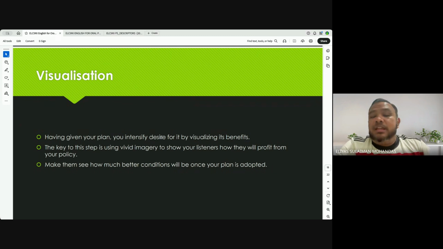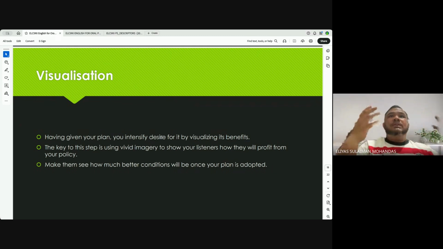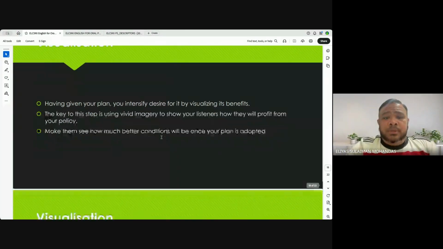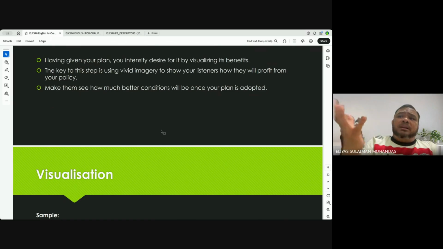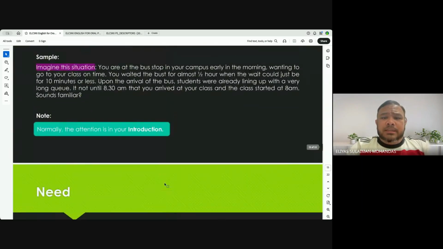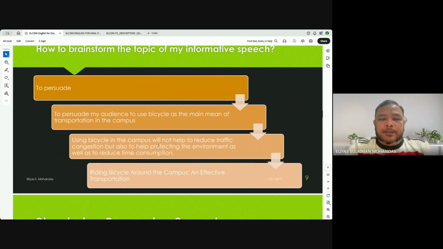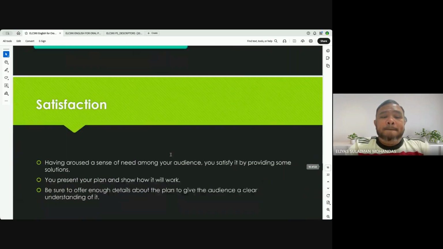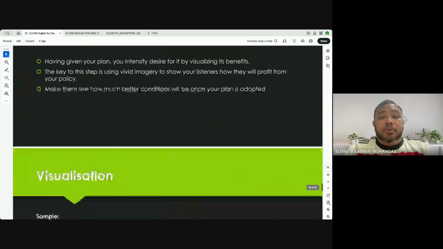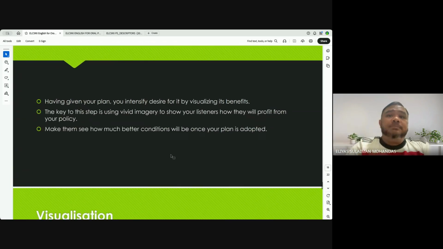you include visualization. So having given your plan, you intensify the desire for it by visualizing. What you punya audience boleh menggambarkan tentang situasi tersebut. So since my third paragraph or third main point, if you refer to my central idea here, okay, I want to talk about reduce time consumption. Yeah. So in my third main point, I want to talk about time consumption, to reduce time consumption.